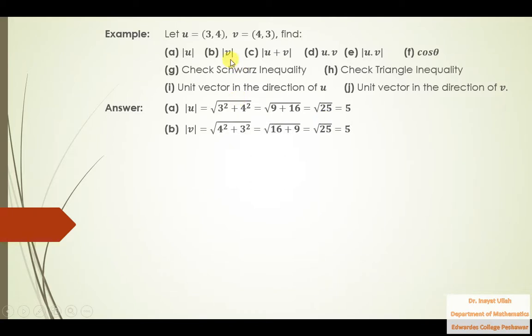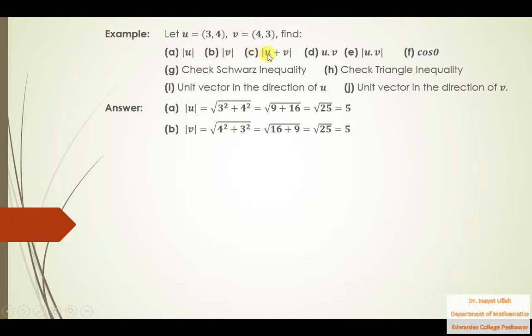Secondly, you need to find the magnitude of the v vector. So the magnitude of v is equal to the square root of 4 square plus 3 square. Calculate this sum, and now this square root, you will get 5. So the magnitude of v is again 5. So that is the answer for the second part.